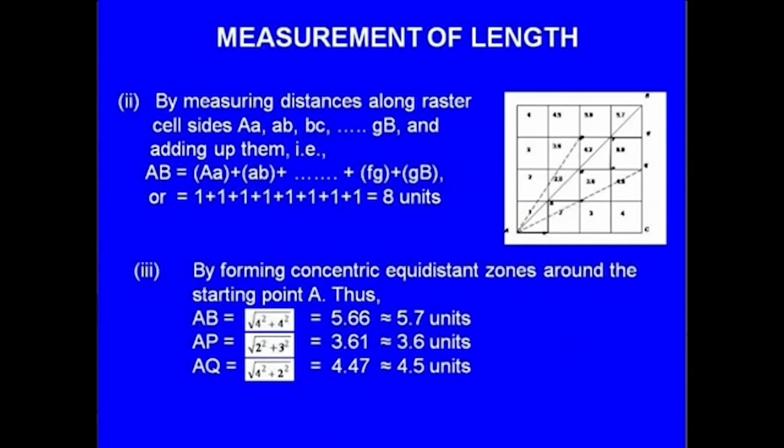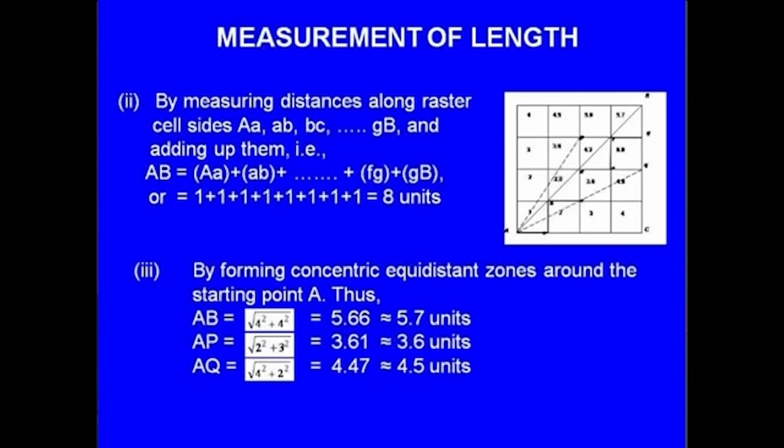The second technique could be measuring distances along the raster cell sides as shown in the figure, that is along the path AA, AB, BC, so on to GB and adding them up. That is AB is equal to small a plus small a B and so on. And what we find is that by adding, since these sides are all of unit length, the distance between the 2 points A and B is 8 units.